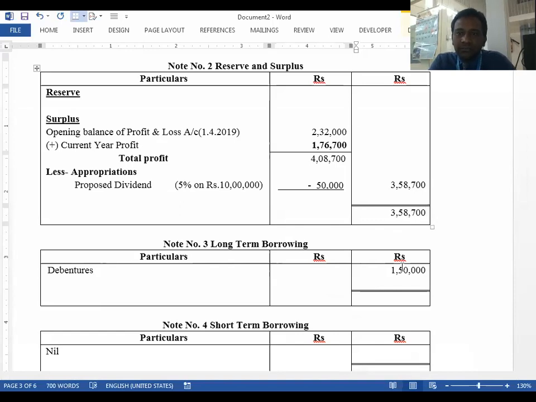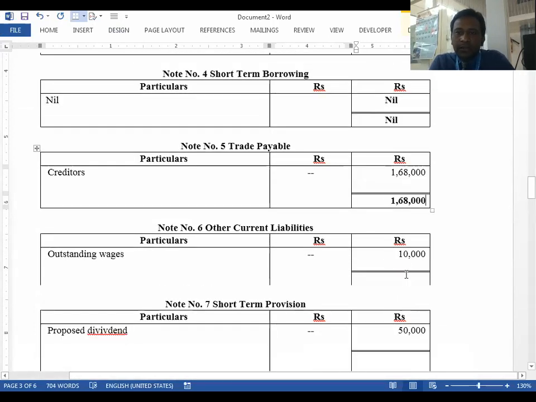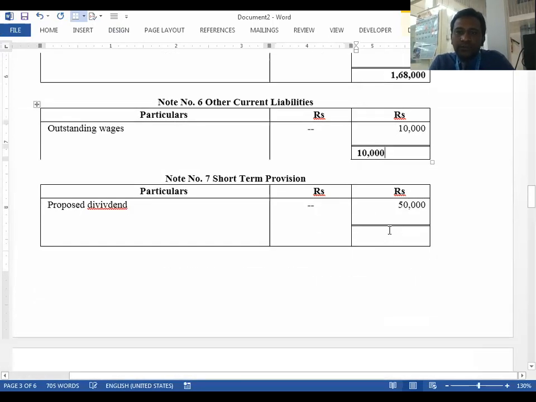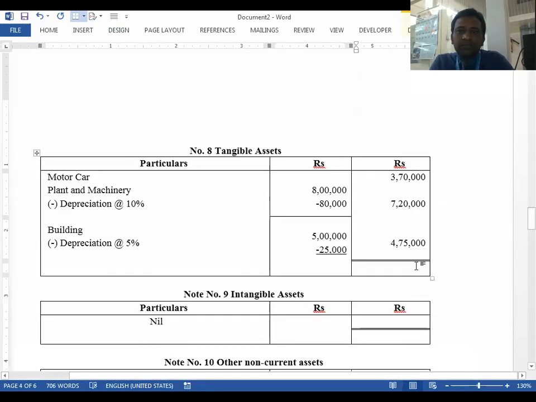3,58,700. 1,50,000. If time is over, you should transfer yourself to the format. 10,000, 50,000.